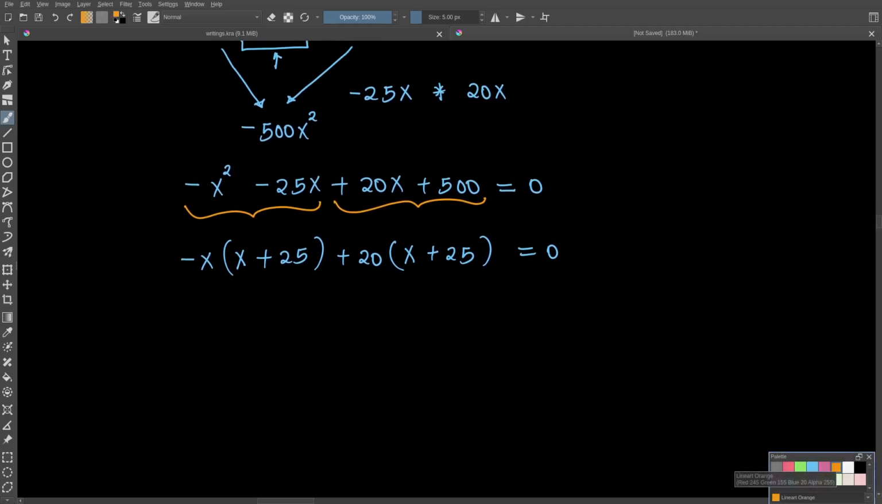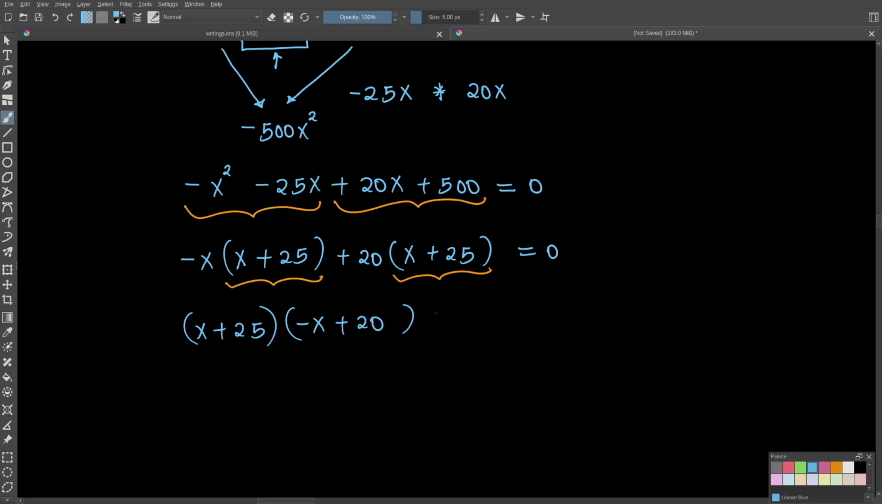Okay, now notice something. In this first term, we have this x plus 25 expression, and we also have it in the second term. So it is the common factor between the two terms. So we factor it out. So we factor out x plus 25. And what do we remain with? So this first expression divided by x plus 25 will leave us with negative x. And then this second expression divided by x plus 25, that's going to leave us with plus 20. And we are saying this is equals to 0.